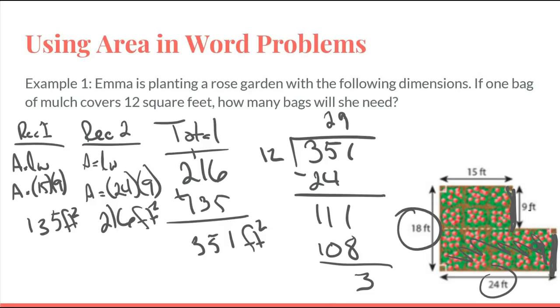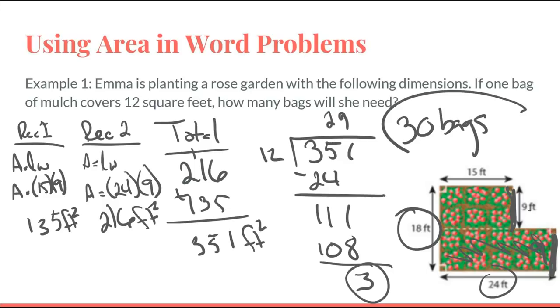So it would be 29 bags, but then there would still be a little bit of space left over. So she can't just not cover that with mulch. She would have to buy an extra bag, even though she wouldn't use the entire bag. She would still have to buy an extra bag for that 3 square feet that wasn't covered. So that means she would need 30 bags of mulch. Okay, so that is finding area of composite figures. The easy way to think about it is you break it up into smaller parts, find the area of each of those smaller parts, and then find the total. I hope this helps. If you have any questions, please ask me.